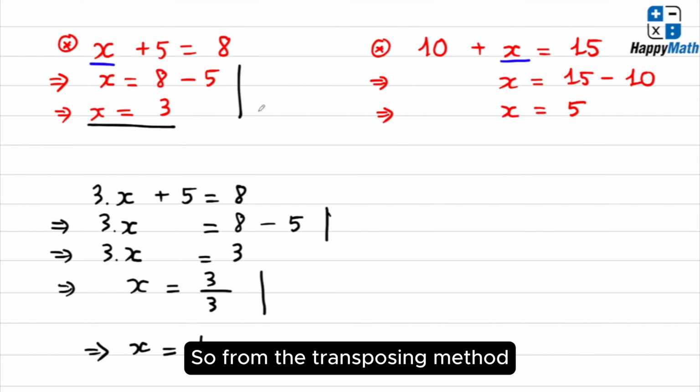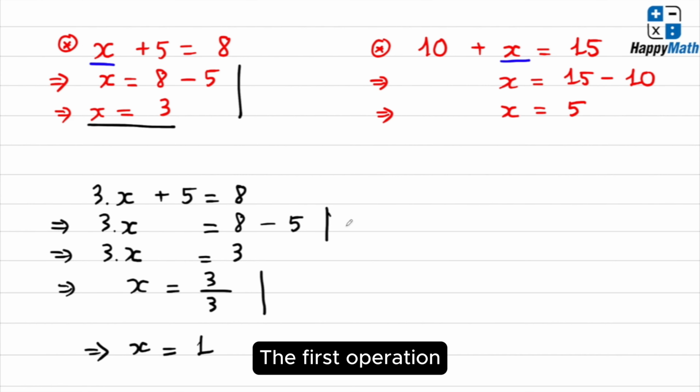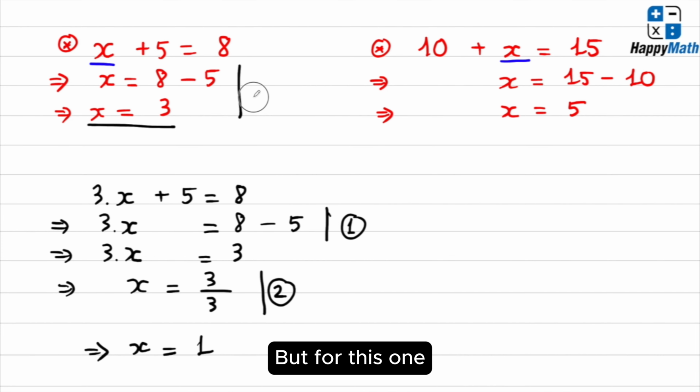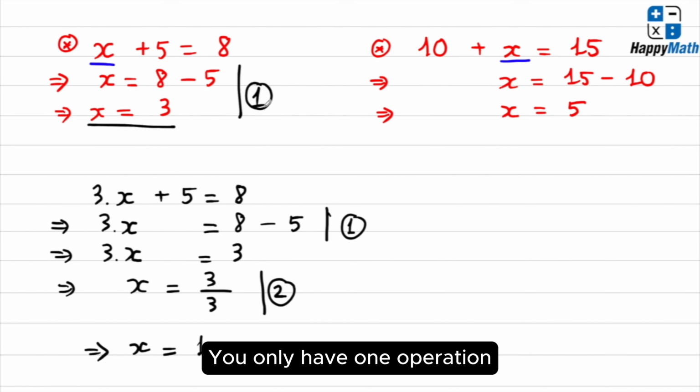So from the composing method, you can solve the first equation, but you have to add one more operation, the captain on top method, for solving the second one. The first one has only one operation, and the second has two operations.